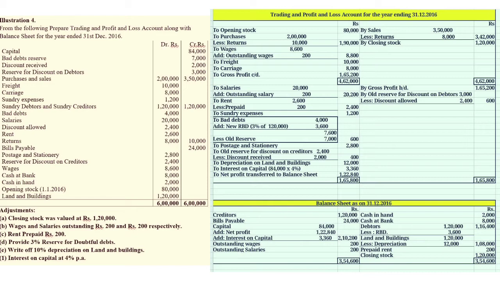So interest on capital. The firm is giving interest to the owner here, for his capital. 84,000 into 4% is an expense for the firm. That's why it appears on the debit side of profit and loss account. Next is the credit side. By old reserve for discount on debtors.